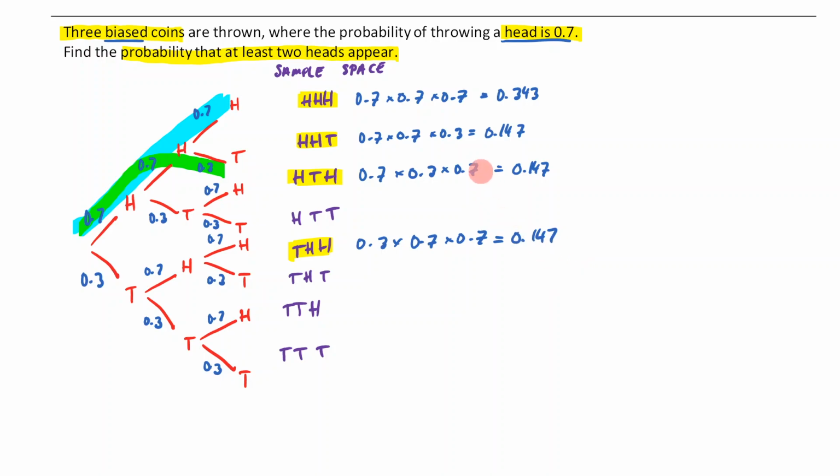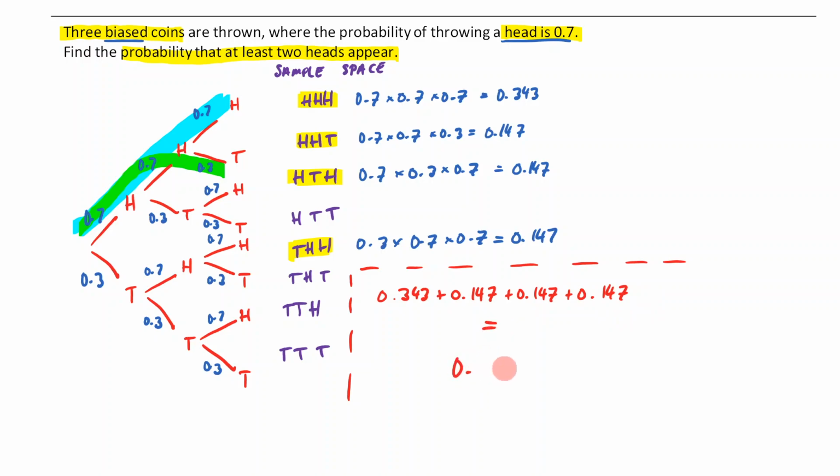So what we've done is found the probability of getting head, head, head, that's 0.343, and the probability of getting head, head, tail, head, tail, head, and tail, head, head, which is 0.147 for each of those. To find the probability of getting at least two heads, so all of these, you add them together. I might just do this to make it clear. When I add everything together, what do I get out? I get 0.784. So there is our answer, 0.784. That's the probability of getting at least two heads. Hopefully this has made sense.